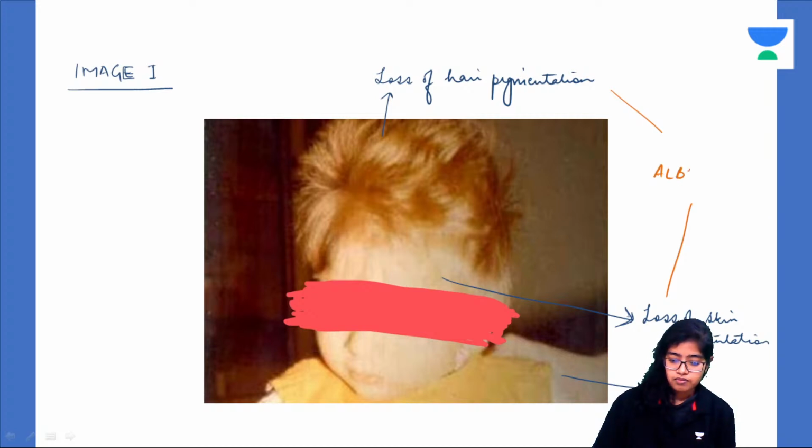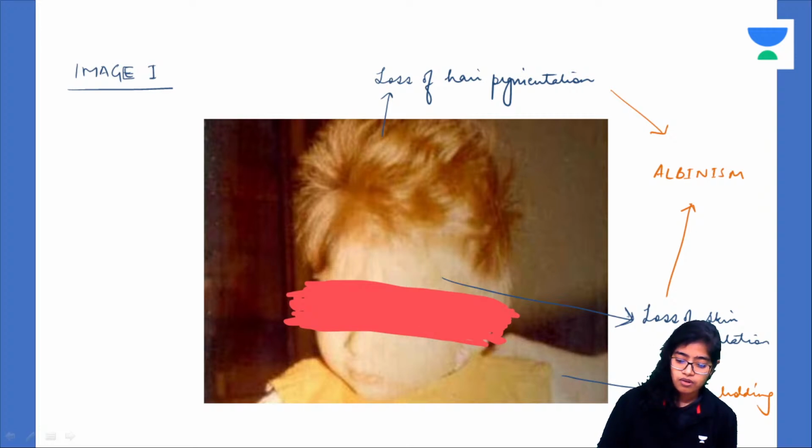Albinism. Now is it ringing a bell? Albinism. What is this? The child is not able to hold his neck. Neck holding comes by 3 months. The child looks old enough but cannot hold his or her head. So this means no neck holding, signifying delayed milestone.